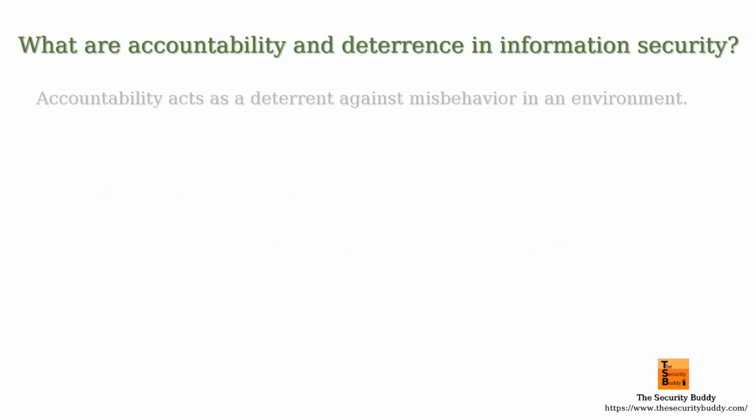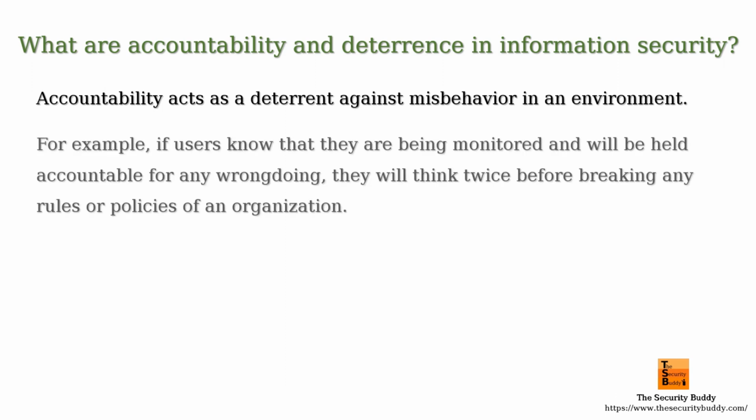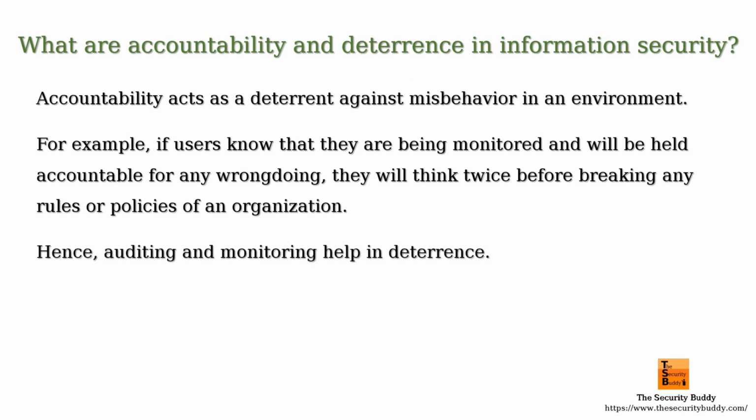So, accountability acts as a deterrent against misbehavior in an environment. For example, if users know that they are being monitored and will be held accountable for any wrongdoing, they will think twice before breaking any rules or policies of an organization. Hence, auditing and monitoring help in deterrence.